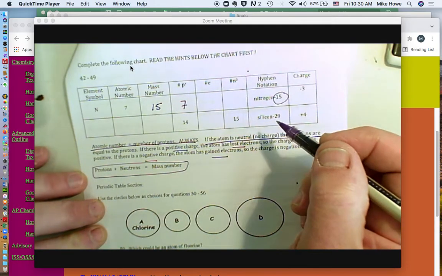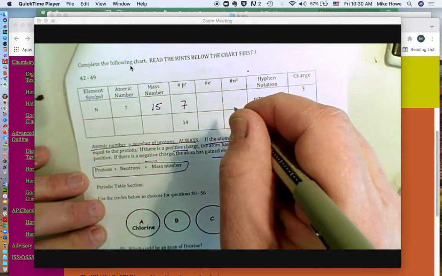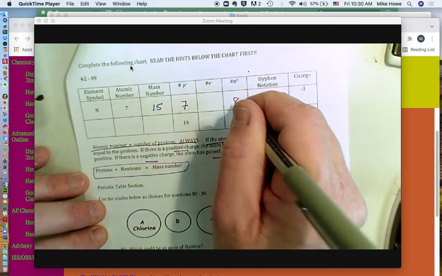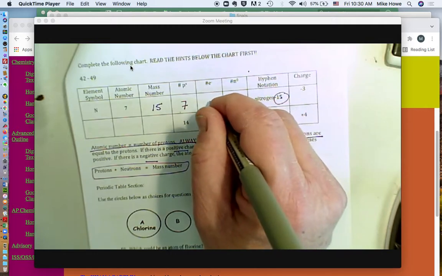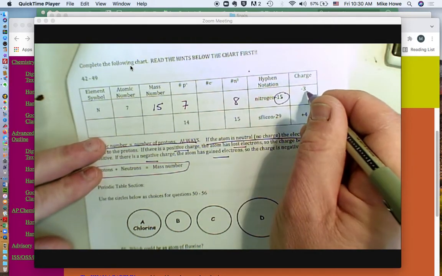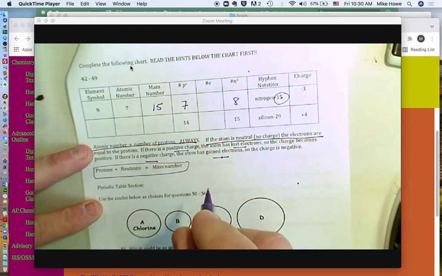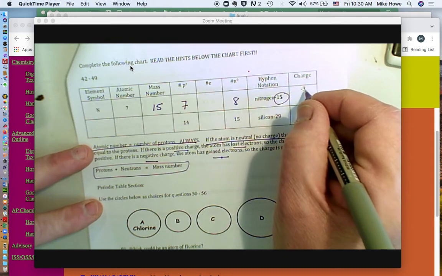So, in this case, we know that our mass number is 15, our protons are 7, so our neutrons will have to be 8, because 7 plus 8 equals 15. The electrons should equal the protons unless there's a charge, but there is a charge. And if there's a negative charge, you've gained electrons, so the charge is negative. So if you've gained electrons, and its charge is 3, that means you've gained 3 electrons.